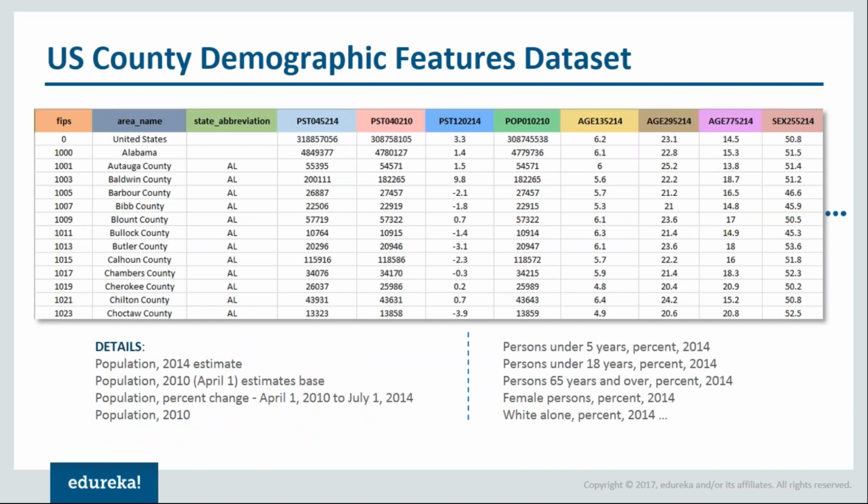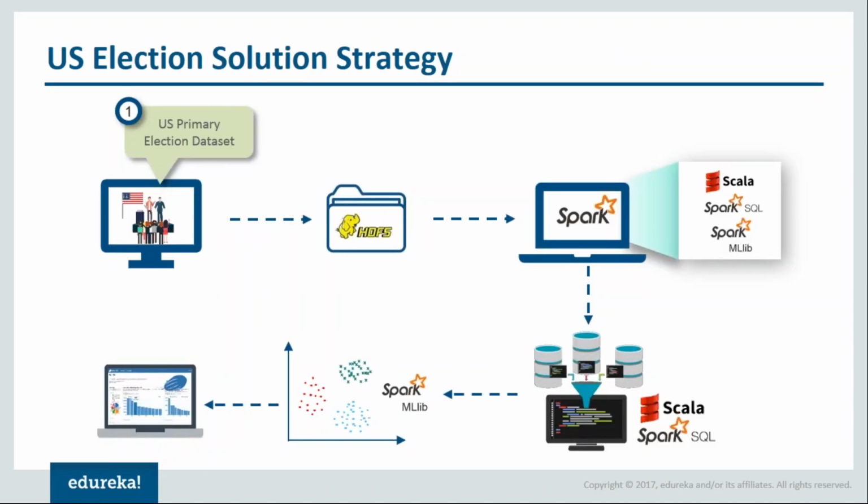You have to understand your data set. You have to figure out what the different features or columns are that you're going to use. And then you have to think of a strategy for how you're going to carry out this analysis. So this is the entire solution strategy.